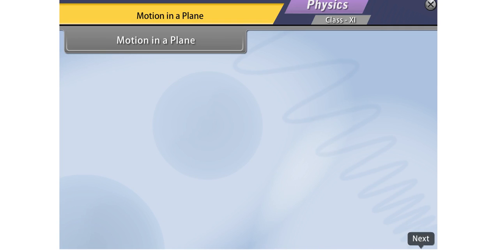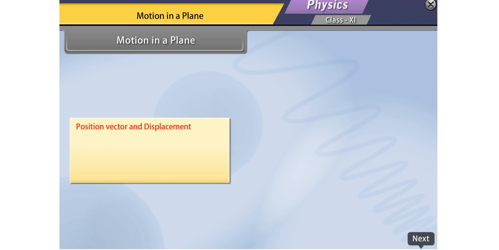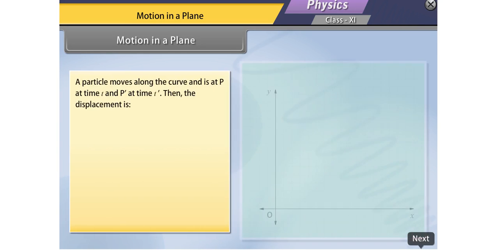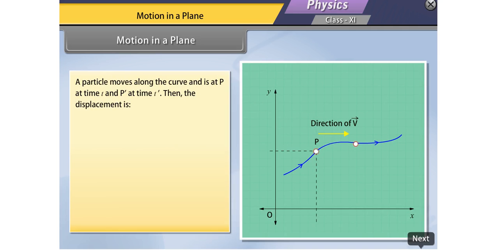Motion in a plane. Let's see motion in two dimensions using vectors, position vector and displacement. The position vector r of a particle p located in a plane with reference to the origin of an xy reference frame is given by r is equal to x i plus y j. A particle moves along the curve and is at p at time t and p dash at time t dash. Then the displacement is delta r is equal to r dash minus r.